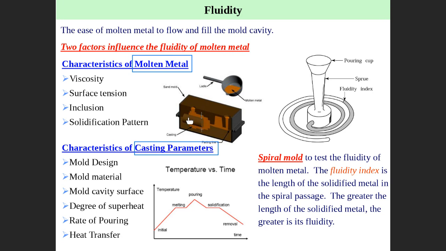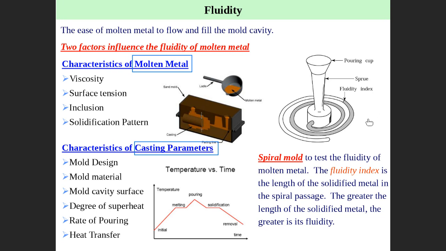Heat transfer definitely is also related to the mold material. If you make it of metal, sand, plaster, or ceramics, the different materials lead to different heat transfer rates, and this also affects the fluidity.